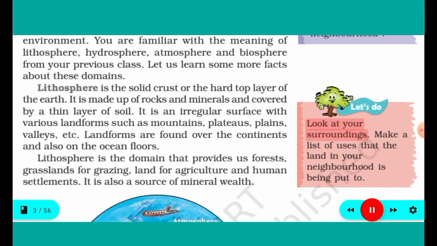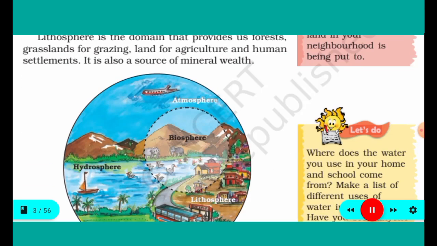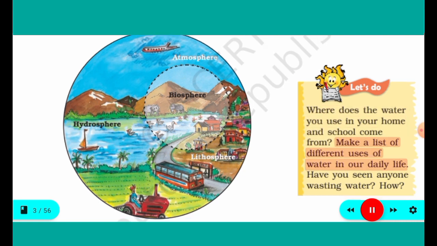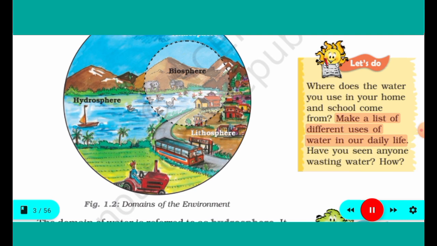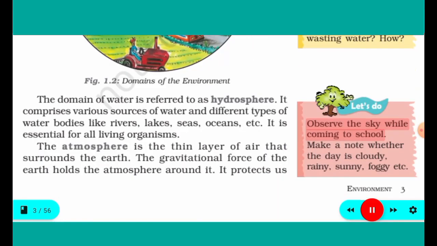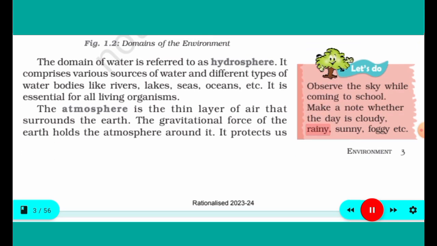Look at your surroundings. Make a list of uses that the land in your neighborhood is being put to. Let's do. Where does the water you use in your home and school come from? Make a list of different uses of water in our daily life. Have you seen anyone wasting water? How? Observe the sky while coming to school. Make a note whether the day is cloudy, rainy, sunny, foggy, etc.